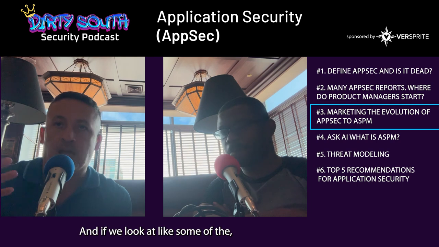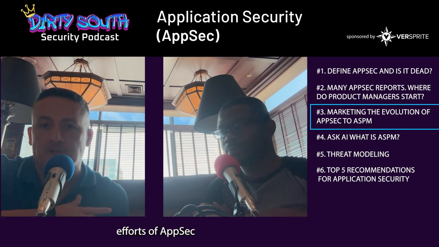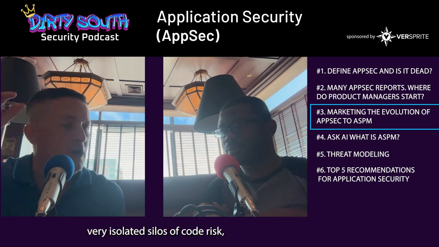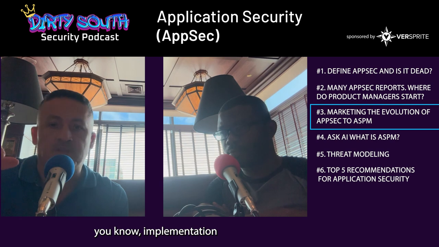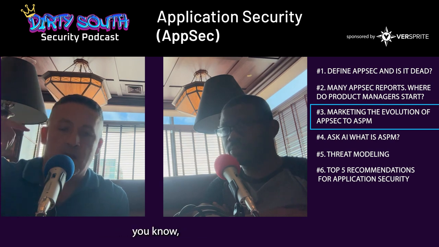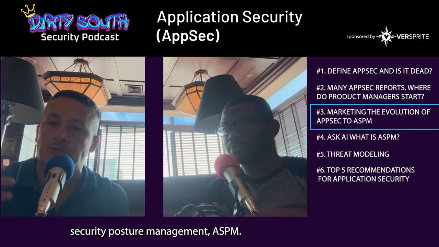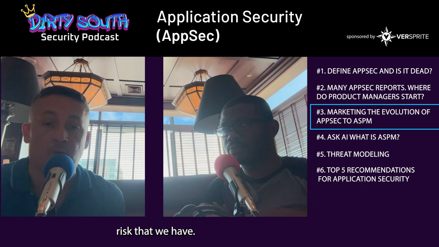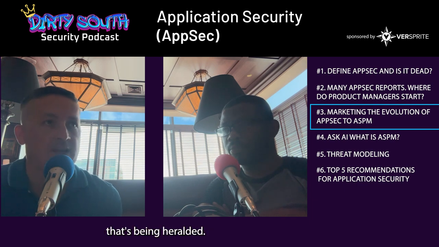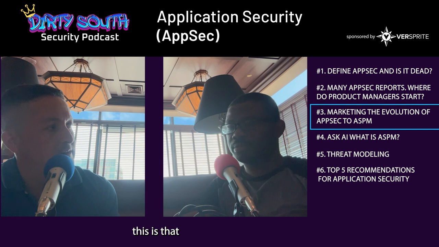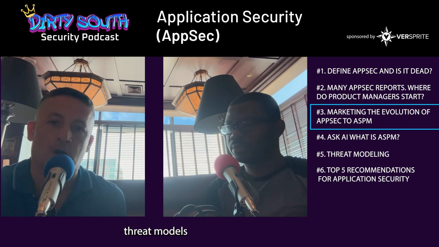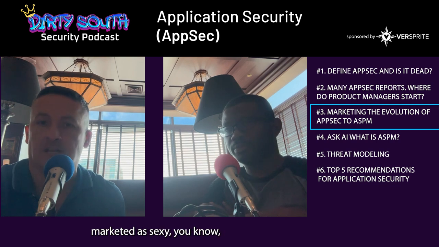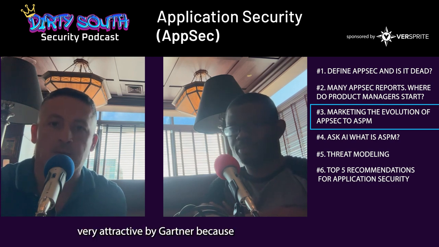Okay. And if we look at some of the predecessor efforts of AppSec, you have SAST, DAST, all that stuff. You had, again, very isolated silos of code risk, implementation risk, application risk, stuff like that. But right now, there's this application security posture management, ASPM. They want to be able to say, what is the holistic application risk that we have? And so that's here today. That's being heralded. My point on this is that I think risk-centric threat models are actually the ASPM that wasn't marketed very, very attractively by Gartner.